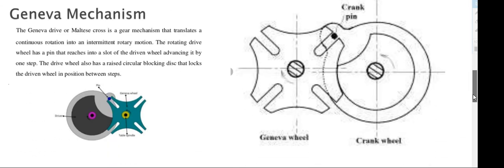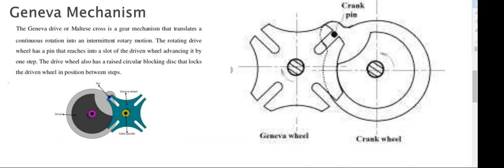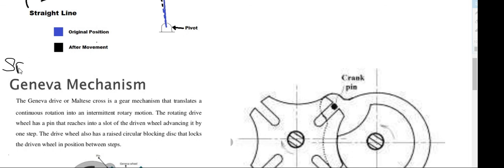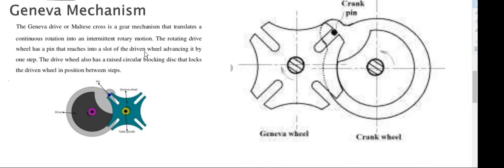Now we will study a mechanism known as the Geneva mechanism. It is not related to straight line mechanisms. This is a special mechanism. I will just write it on top: special mechanism. This is the important sentence you should remember about the Geneva mechanism: the mechanism translates continuous motion into intermittent rotary motion.